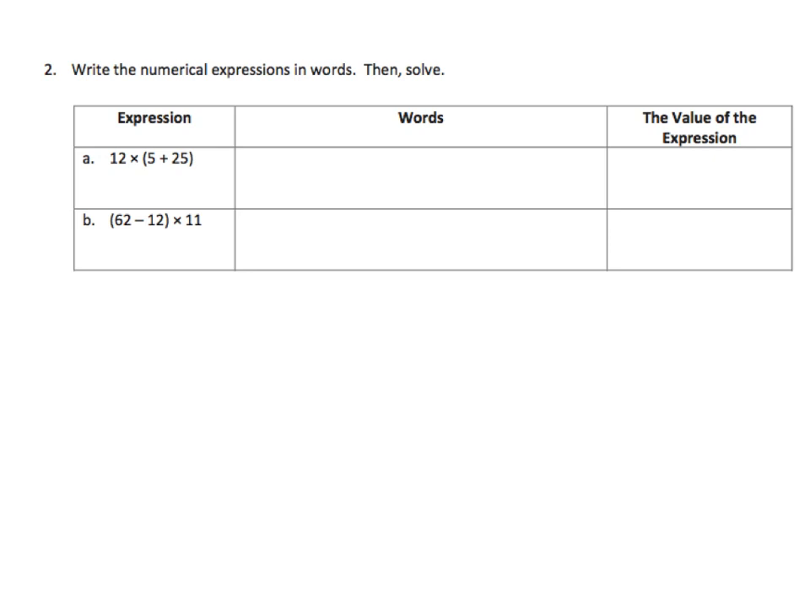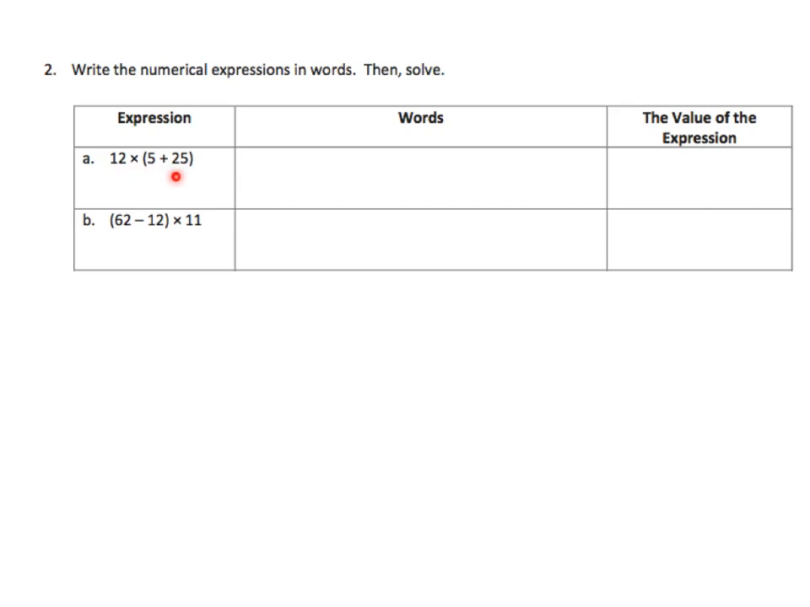In these problems, we're going to do the opposite. We have the expression, we have to find the words. And then we have to evaluate the expression. So, I'm going to use the space below here because I can write a little bit more clearly when I have more room to write. So, what do we have here? I have 12 times the sum of 5 and 25. We notice that these addends are in parentheses, so that has to be done first in terms of our operations.